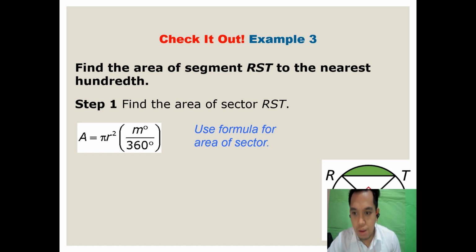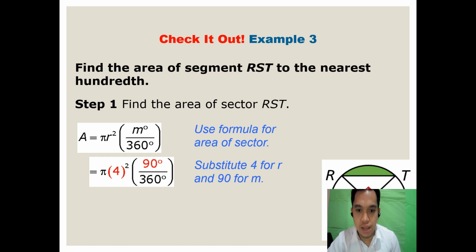So yung r natin dito is 4 at yung ating m ay 90. Kasi take note of this, ito ay right angle. So ito ay 90 degrees yung ating central angle. Okay? So substitute 4 for r and 90 for m. So i-substitute lang natin, so that is pi times 4 meters squared. Lagyan mo ng unit ito ha. Ito ay meter. 4 meters squared times 90 degrees over 360 degrees.